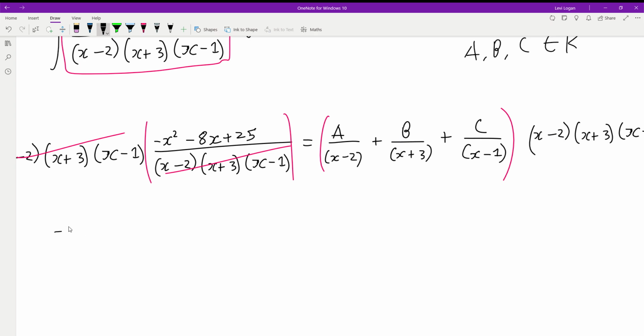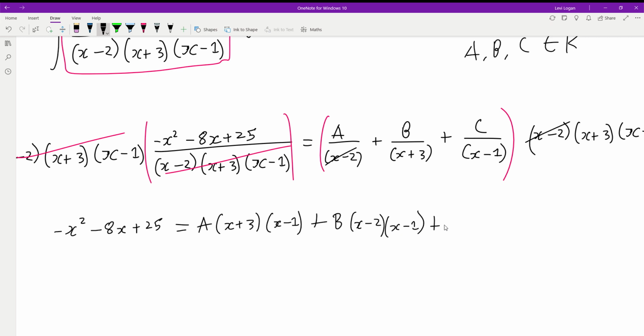So what we're going to have is negative x squared minus 8x plus 25. Multiply this first bit to here, that x squared, the x minus 2 will cancel out, but you still have this bit with the a, so you're going to have a multiplied by x plus 3, and then x minus 1. And then it's going to be the same with these guys here. So b will have the other two factors that aren't this, so this will have x minus 2, and this will have x minus 1. And c will have the other two factors that aren't x minus 1, so c will have x minus 2 multiplied by x plus 3. And that's it, fully done.